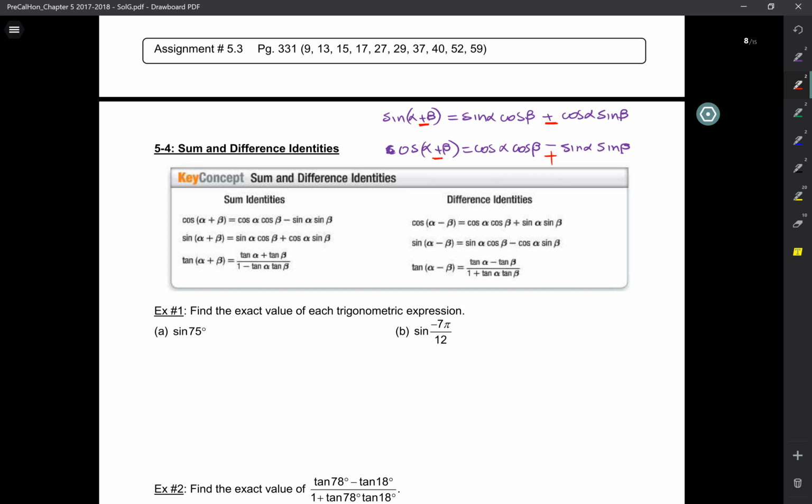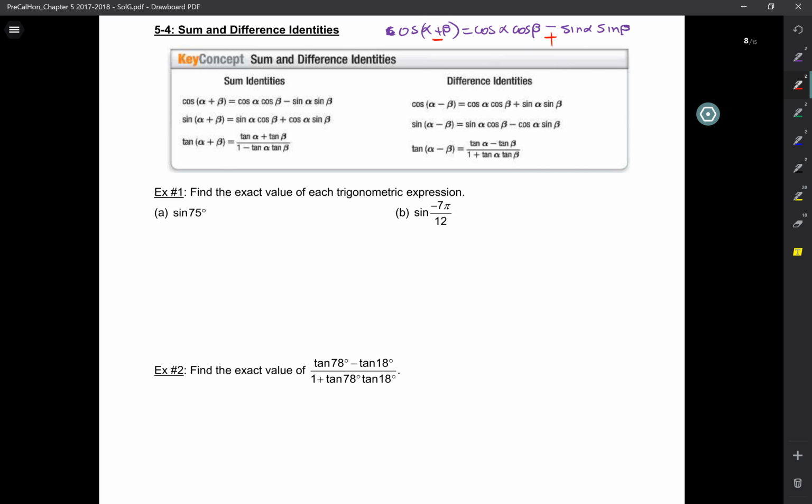Okay, why do we need these? We know how to find sine, cosine, tangent of the special angles and the quadrantal angles, a 60, a 225, a 5 pi over 6. But not for the 75, not for the 7 pi over 12. So that means, do we just need a calculator for them? No. We can write our angles sometimes as a sum or a difference of two angles from the unit circle.